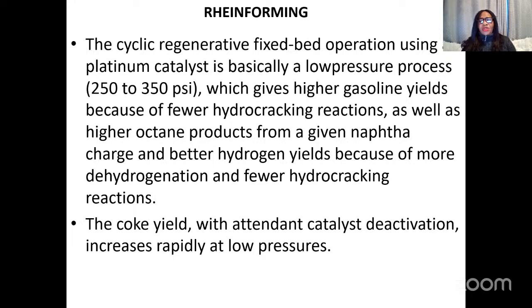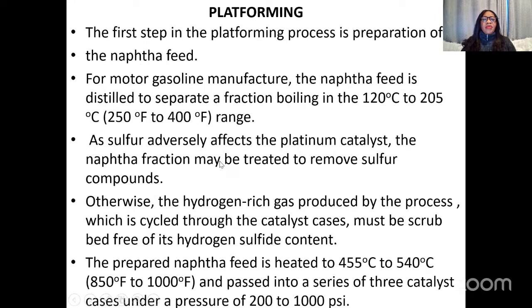And so the coke that is yielded, that is carbon, in this process, the carbon is produced, that is the coke, that is what is deactivating the catalyst, because the coke keeps on depositing on the catalyst until it gets deactivated, it's no longer useful. So the coke yield, with its attendant catalyst deactivation, increases rapidly because of the low pressure that is used in this process.